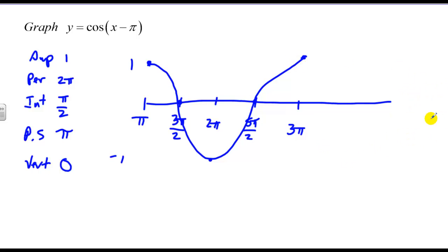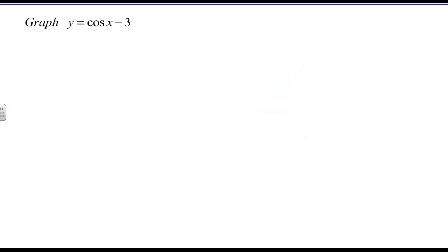You'll notice all these look exactly like sine and cosine graphs. It's just their coordinates on the intervals are changing or their amplitudes are changing. So in this case, you'll notice this 3 is located outside of the function itself. So this acts like a vertical translation. And if I'm going to graph that, I still know my amplitude is 1. My period is 2 pi. So my intervals are pi over 2.